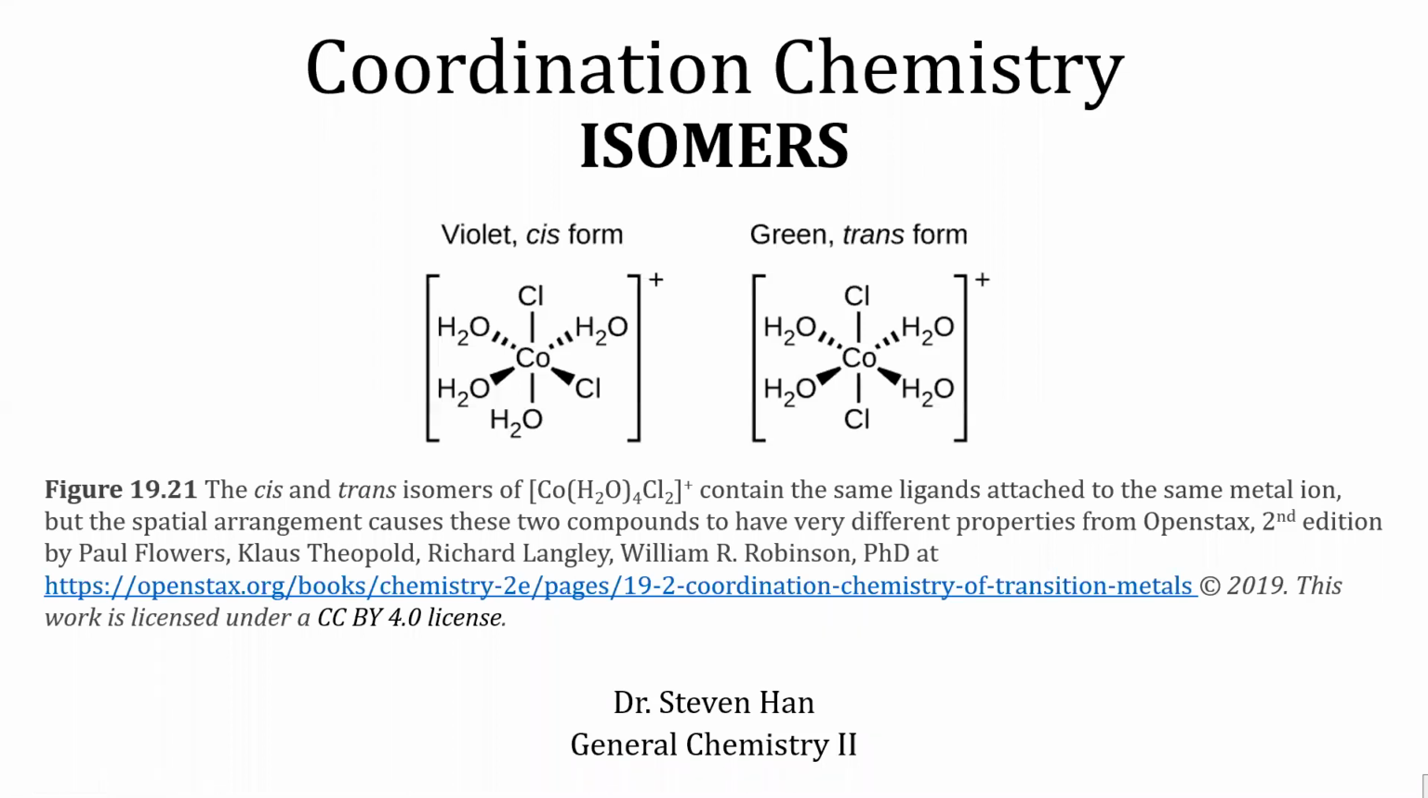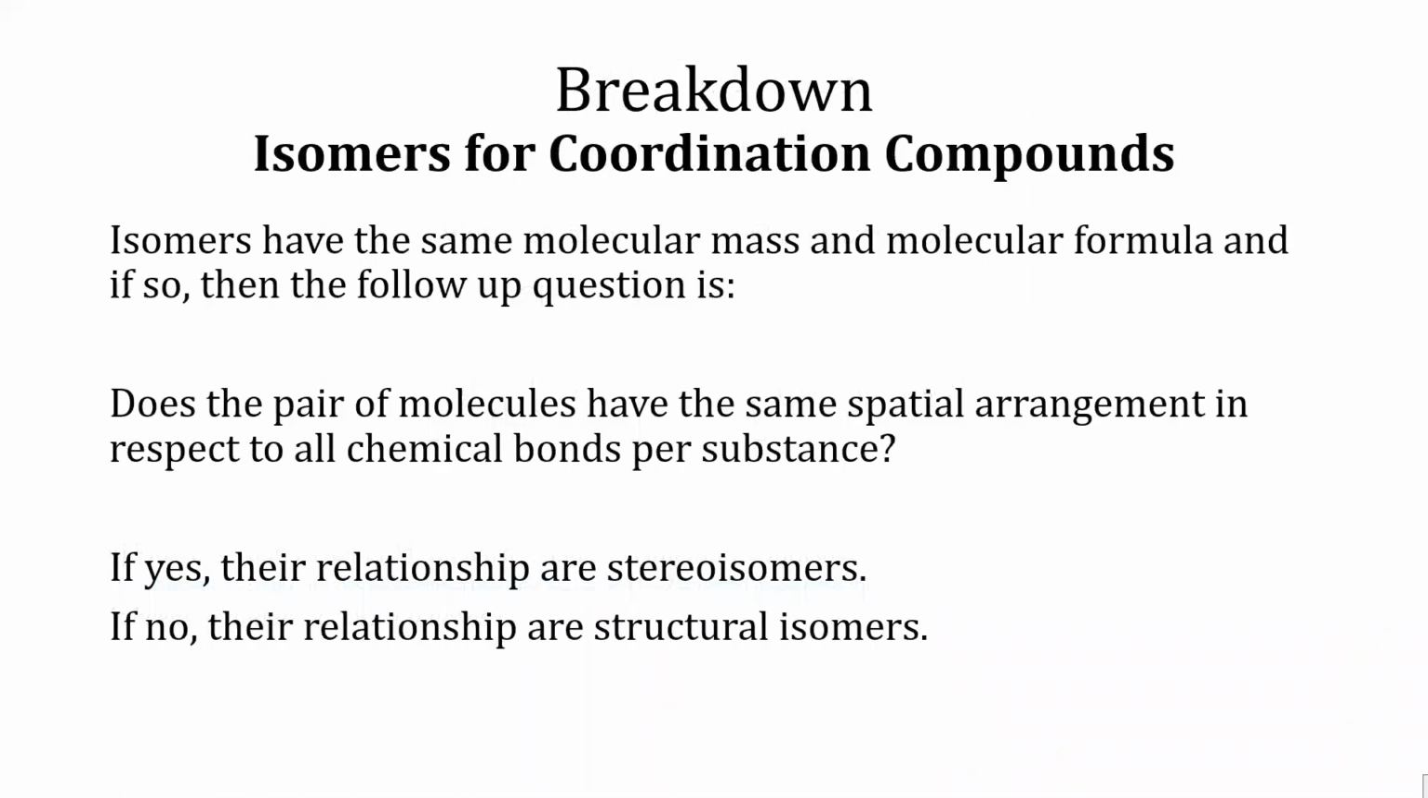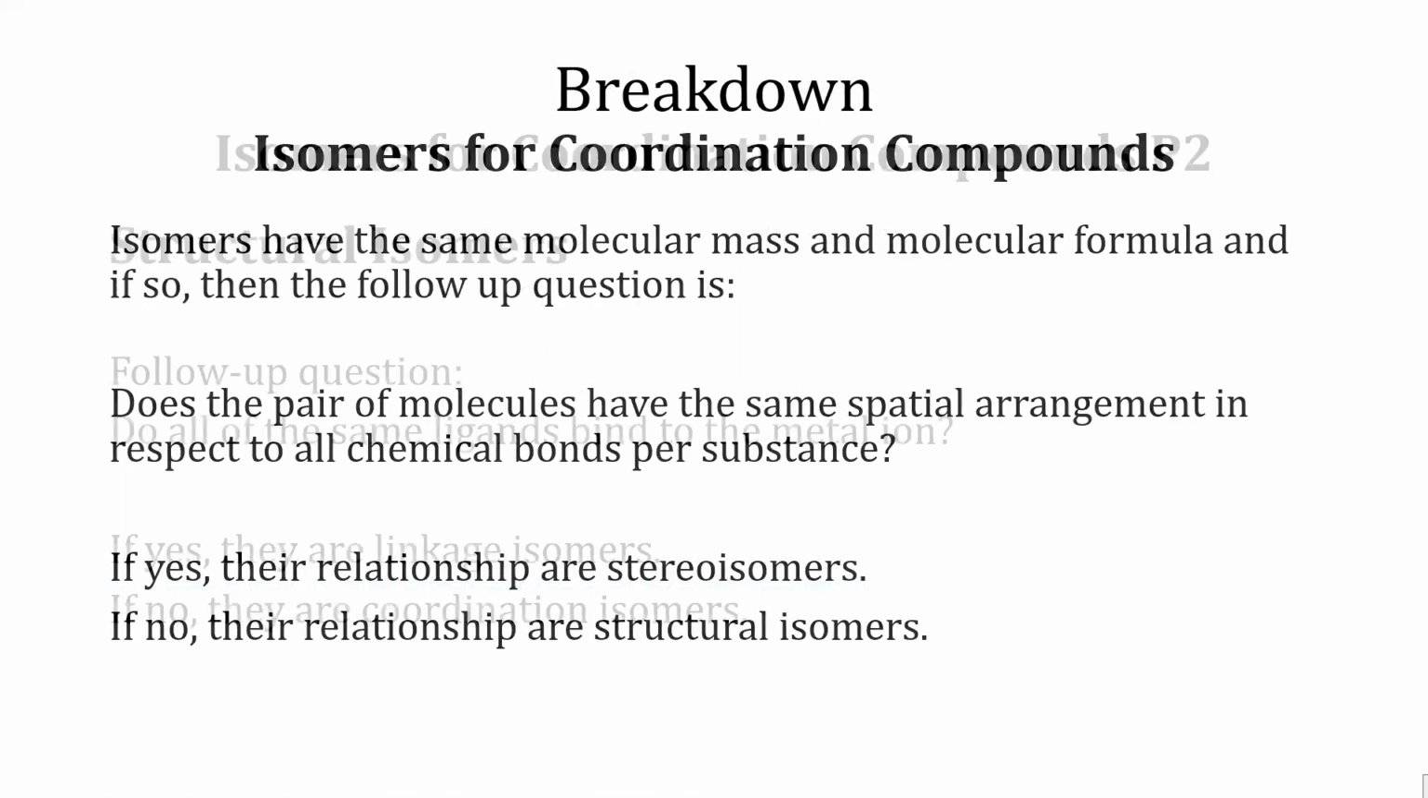This lecture is on coordination chemistry, specifically on isomers. Isomers have the same molecular mass and molecular formula, and if so, then the follow-up question is, does the pair of molecules have the same spatial arrangement in respect to all chemical bonds per substance? If yes, the relationship is stereoisomers. If no, the relationship is structural isomers.